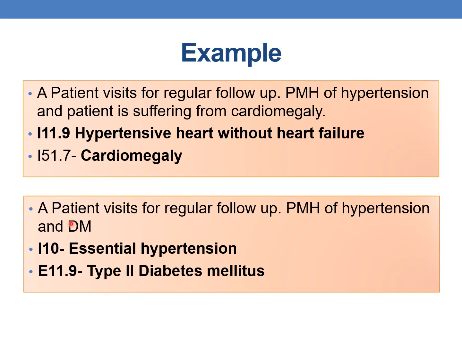Now, let us see one more example. A patient visits for regular follow-up, past medical history of hypertension and diabetes. Here, patient is having only hypertension. So, you need to code I10, that is nothing but essential hypertension, followed by E11.9 type 2 diabetes mellitus.